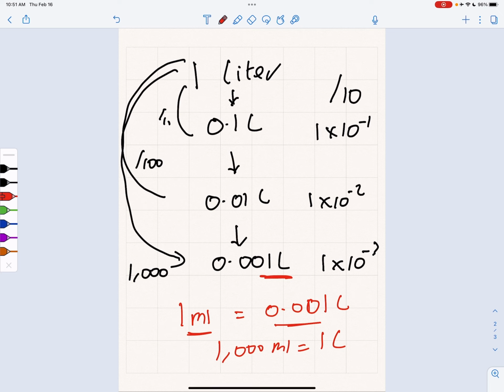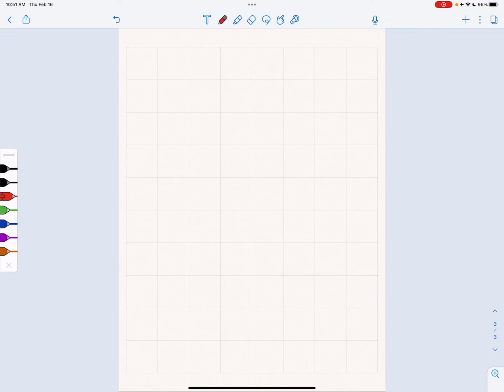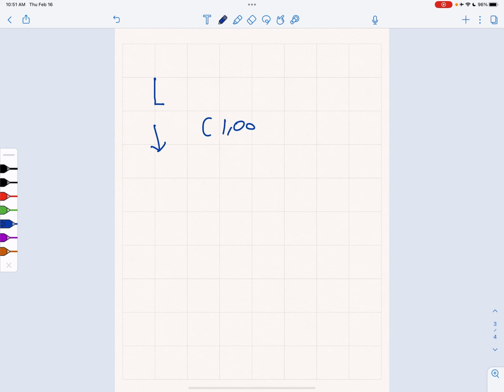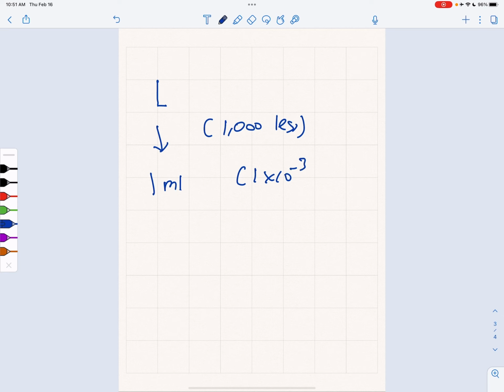So for every factor of 1,000 less, we have a special unit which we can use rather than having lots and lots of zeros. So if we stick with 1 liter, we have liters. A unit which is 1,000-fold less is 1 milliliter, which is 1 times 10 to the negative 3. We then have another, so we go 1,000-fold less, we go down to 1 times 10 to the negative 6. We have something called a microliter, and this is pronounced micro.